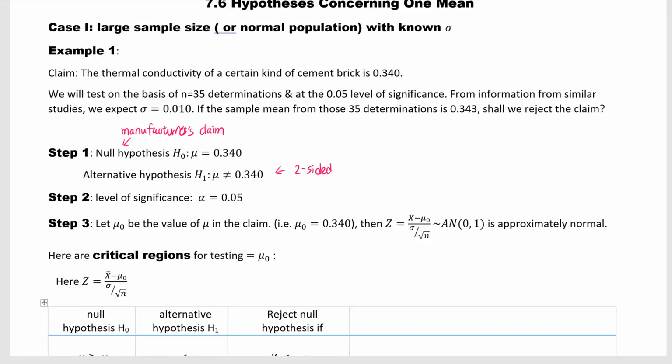Okay, step 2, level of significance. That's also the probability of type 1 error. Okay, that's alpha. So in this problem, we are at the level of significance 0.05. So alpha is 0.05. Step 3, let mu0 be the value of mu in the claim. So in our example, mu0 is 0.340. And then we have z equals the sample mean minus mu0 over sigma over square root of n. It can be approximated by the standard normal distribution.